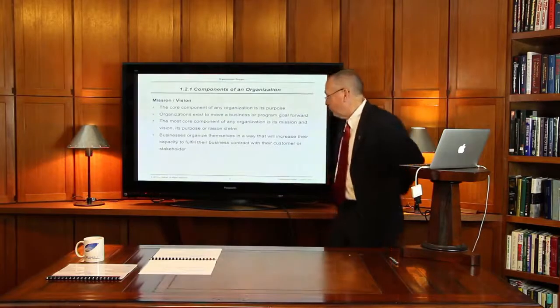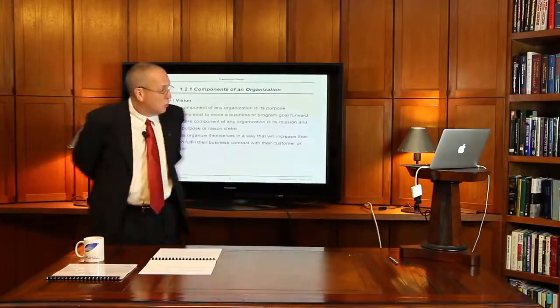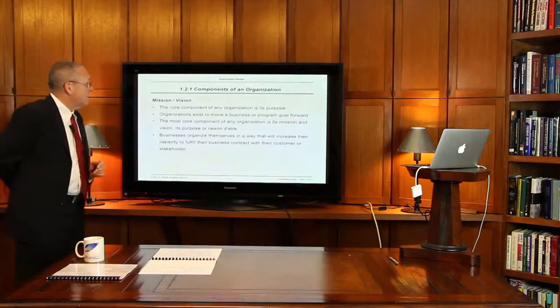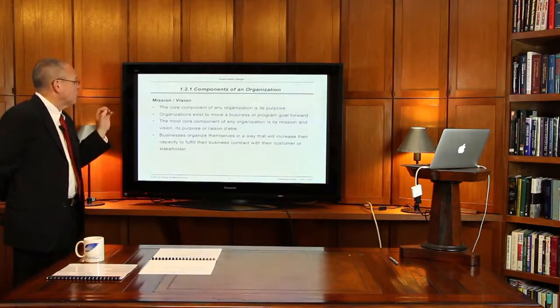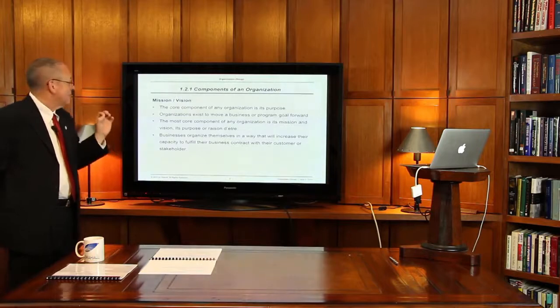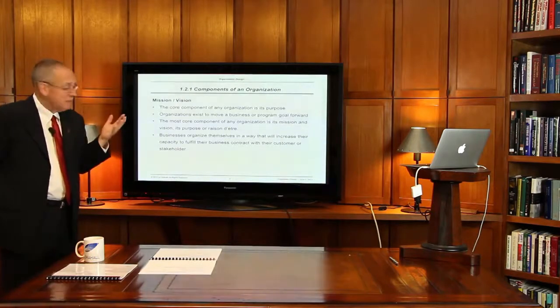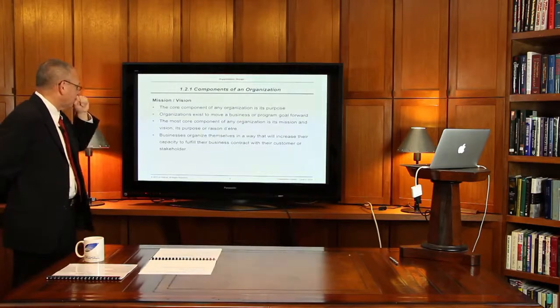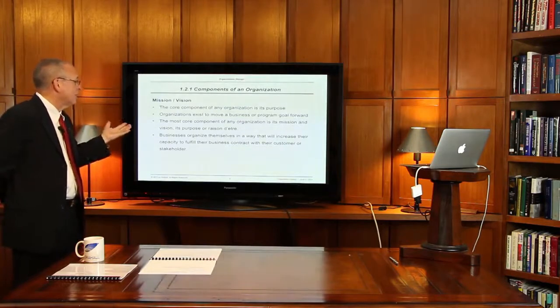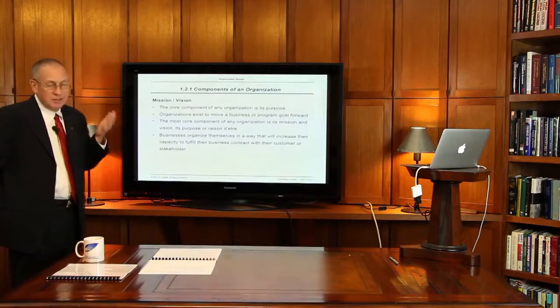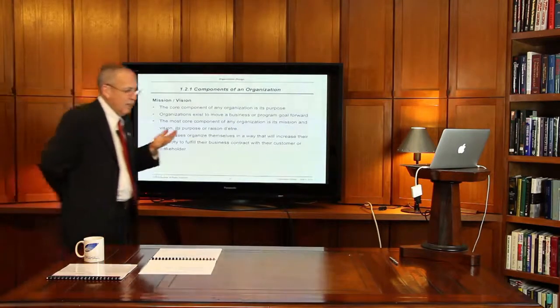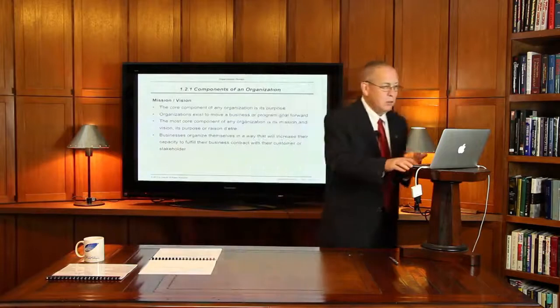So let's look at each one of those then, mission and vision. So core components, the core component, as I mentioned, is its purpose. So why do you exist? Every organization exists to move a business or program goal forward. So the most important part of any organization is its mission and its vision. It's the raison d'etre, if you will. Why does it exist? Businesses or organizations, obviously, organize themselves in a way to increase their capacity, to achieve the goal of the organization, their contract with the customer, the stakeholder, to earn a profit, whatever. But everyone has a goal.